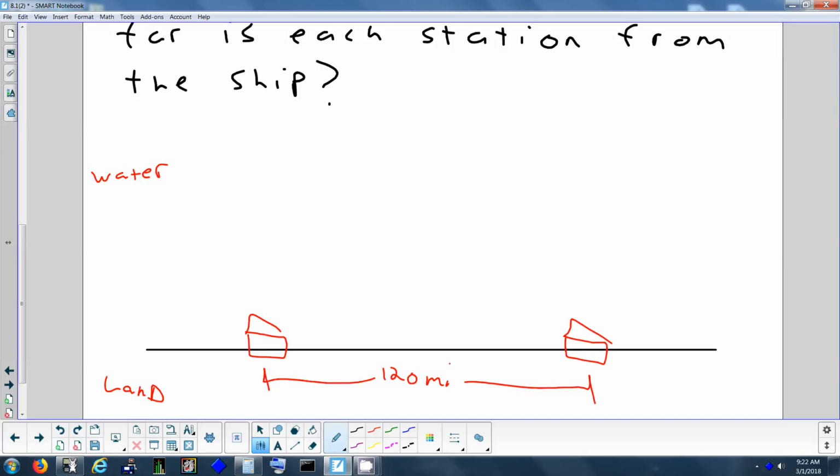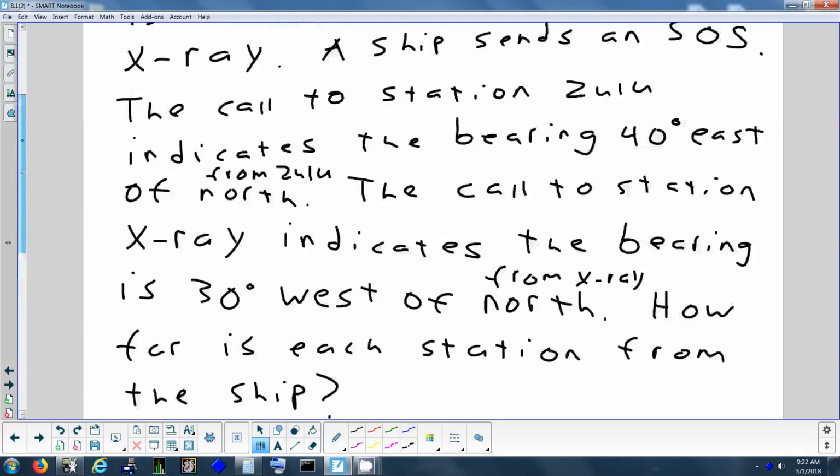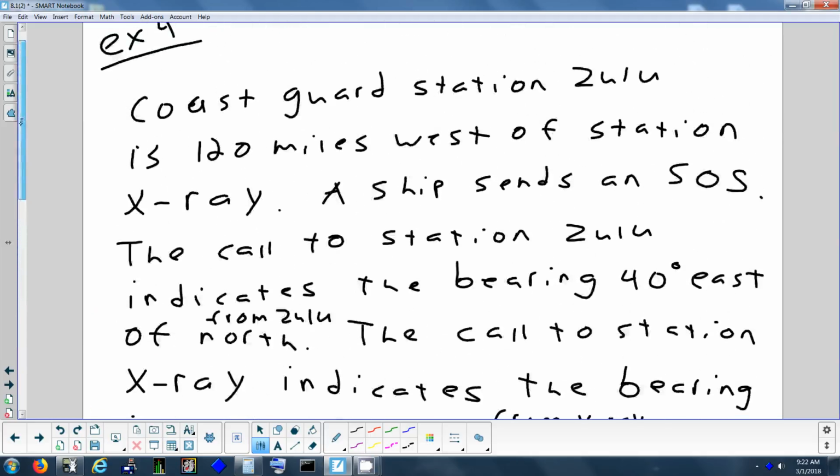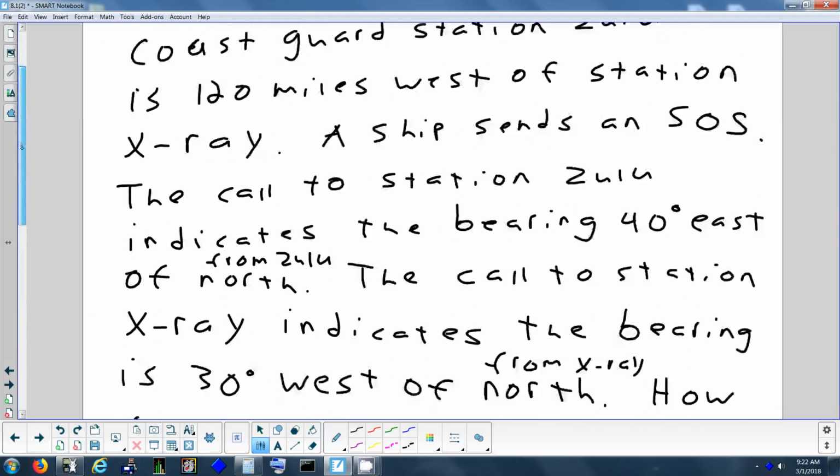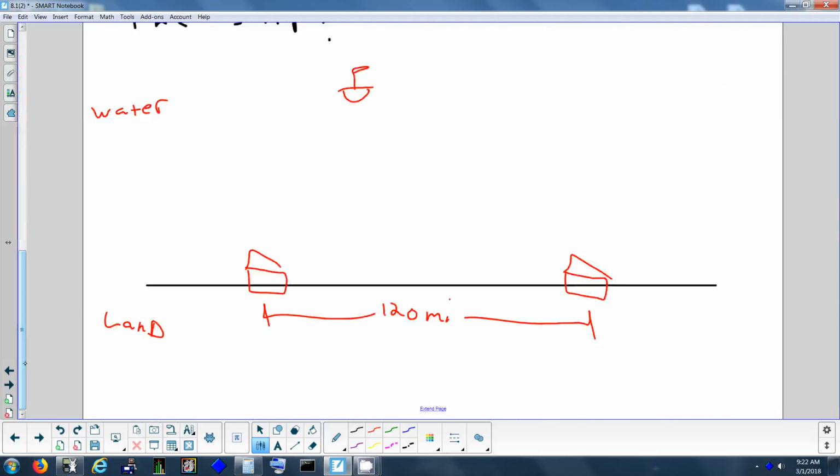We've got a boat out there somewhere. There's our boat. I tried not to draw it in the middle of the two stations. At this point, I don't know if it's closer to the one on the left or the one on the right. Okay, so my picture might not be this good. But it says that Coast Guard Station Zulu is 120 miles west of X-ray. So Zulu is to the west of X-ray.